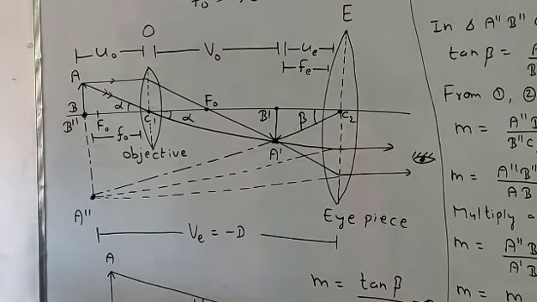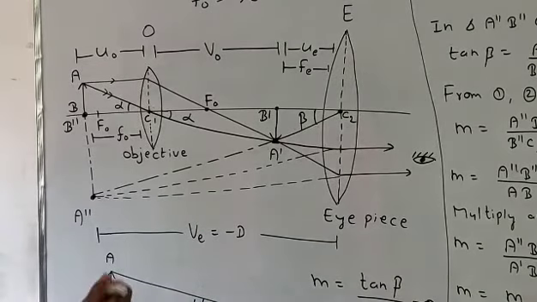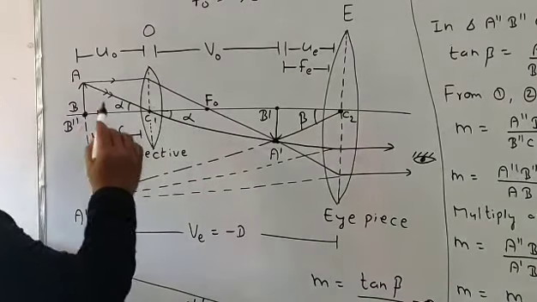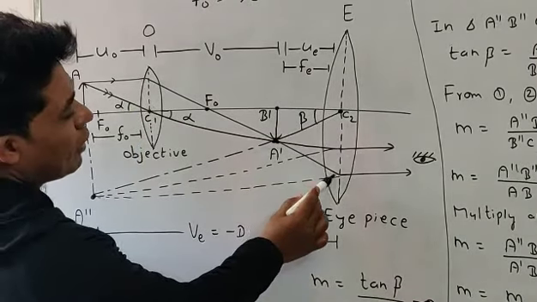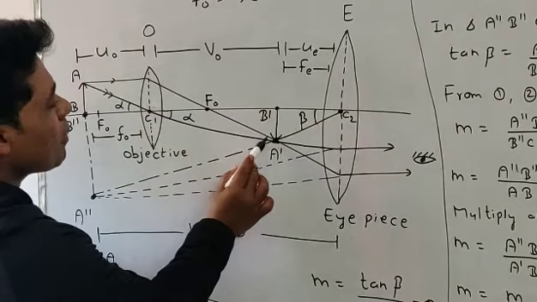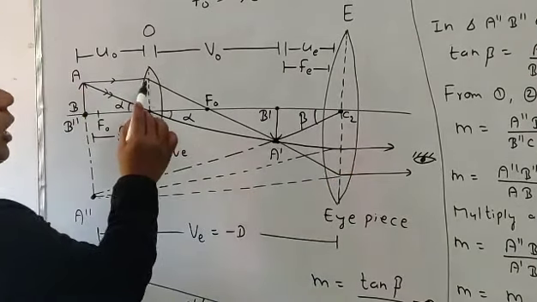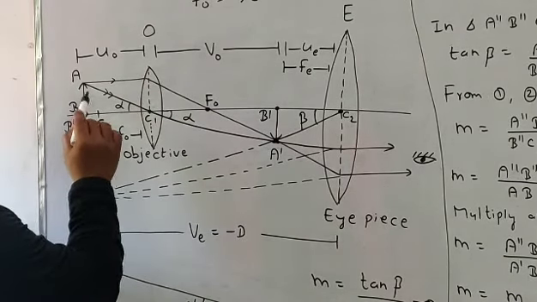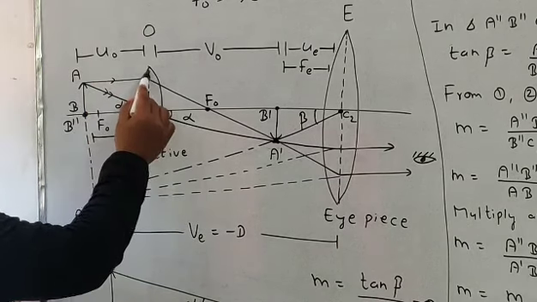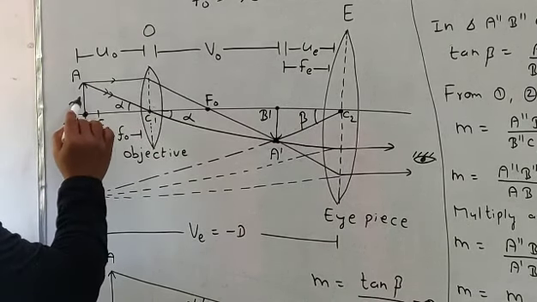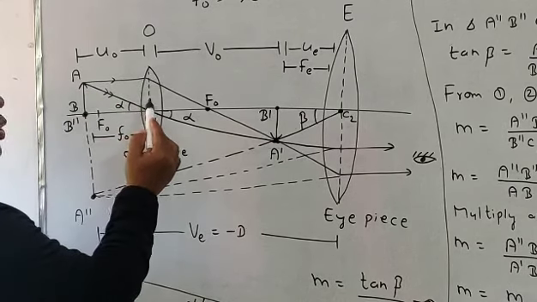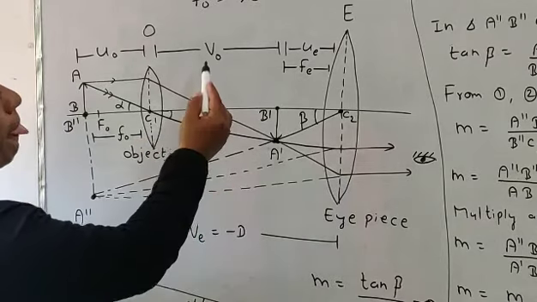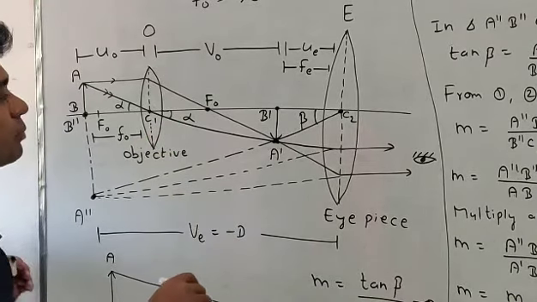Now students, the diagram part. In the working part, AB is the object. Every object emits light rays. A ray incident gets refracted. Another ray incident gets refracted. After refraction, it passes through the principal focus. Lens to object is U0, this is the objective lens. Objective lens to image is V0. U0 is the object distance for the objective lens, and V0 is the image distance for the objective lens.